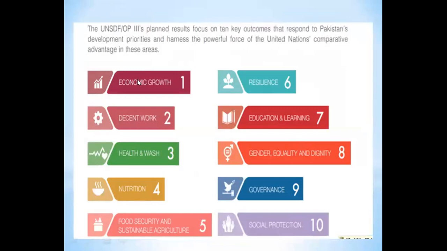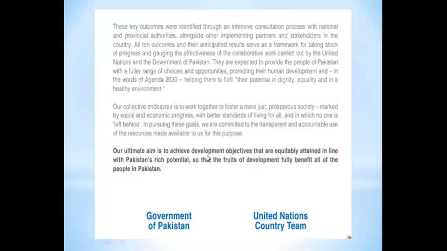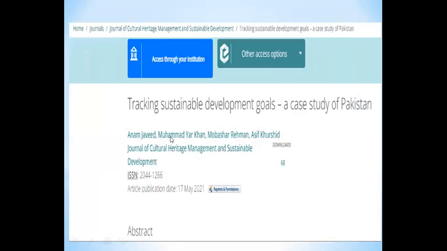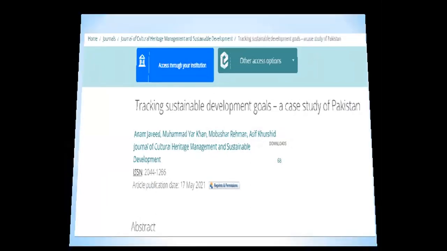It includes first, economic growth; second, decent work; third, health and WASH; four, nutrition; five, food security and sustainable agriculture; six, resilience; seven, educational learning; eight, gender equality and dignity; and governance and social protection. The main aim is to achieve development objectives that are equitably attained in line with Pakistan's potential so that the fruits of development fully benefit all of the people in Pakistan. Tracking Sustainable Development Goals, a case study of Pakistan, is published in the Journal of Cultural Heritage and Sustainable Development.